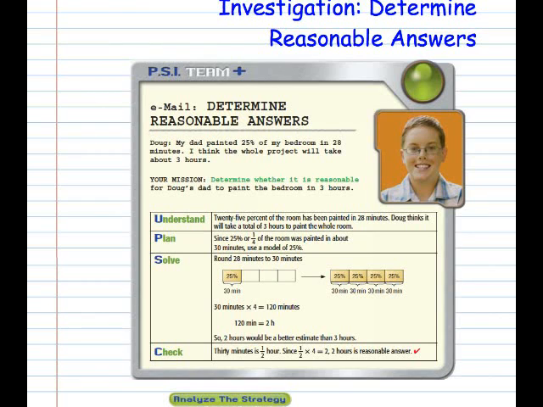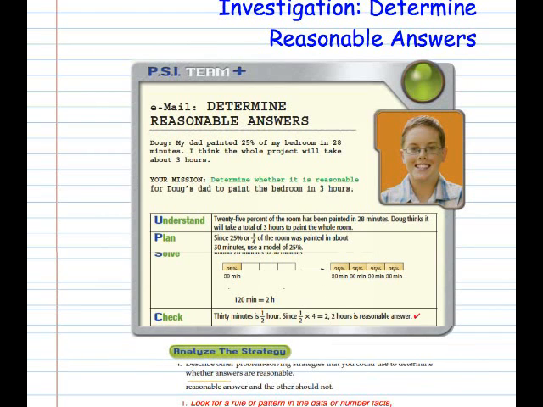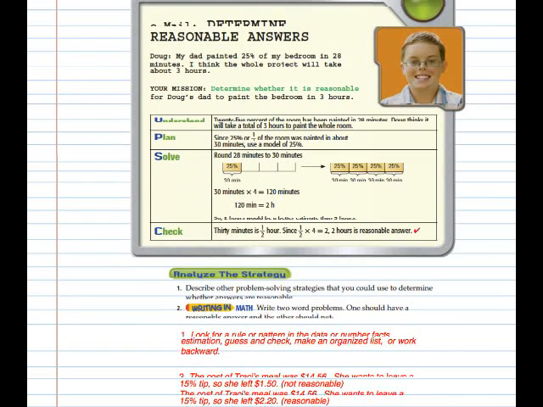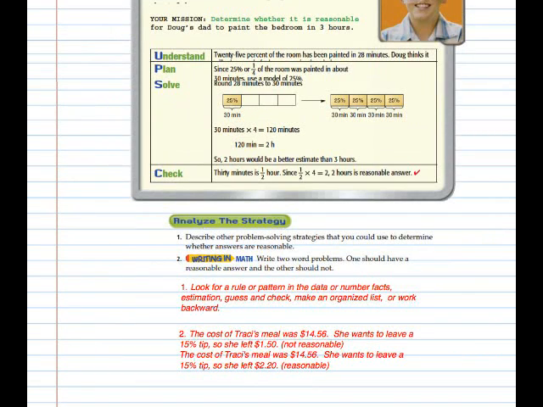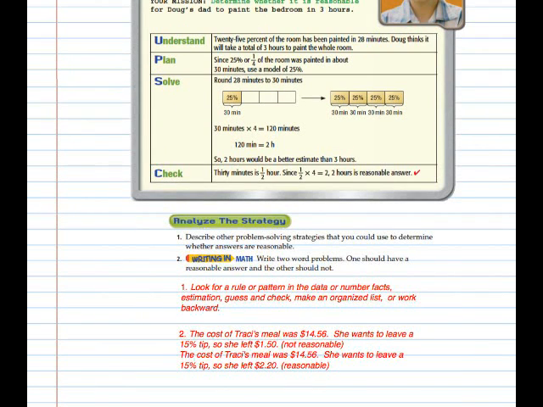If we use the same model, and we project out 30 minutes for each fourth of the room, we get 30 minutes times 4, which is 120 minutes, or closer to 2 hours than 3 hours. So 30 minutes is a half an hour. Since a half hour times 4 is 2, 2 hours is a reasonable answer. 3 is not quite as reasonable. Analyze the strategy.